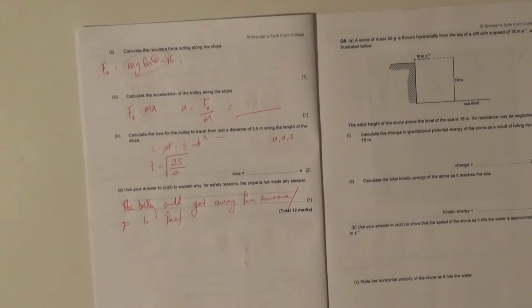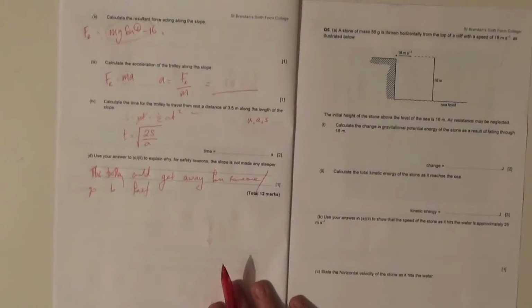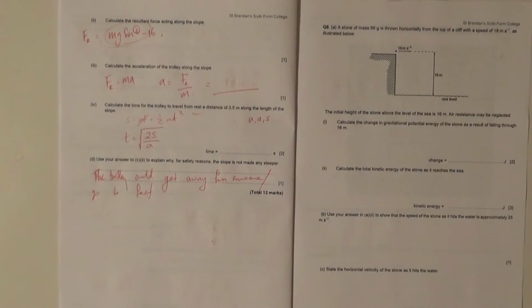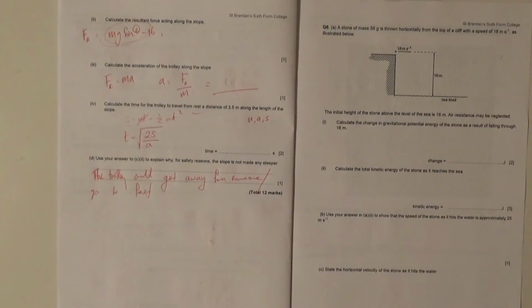And then finally, for safety reasons, why is the slope not steeper? Well, something sensible. It could get away. The force acting down the slope would be too much. It could pull someone over, etc., etc. So fairly straightforward there.